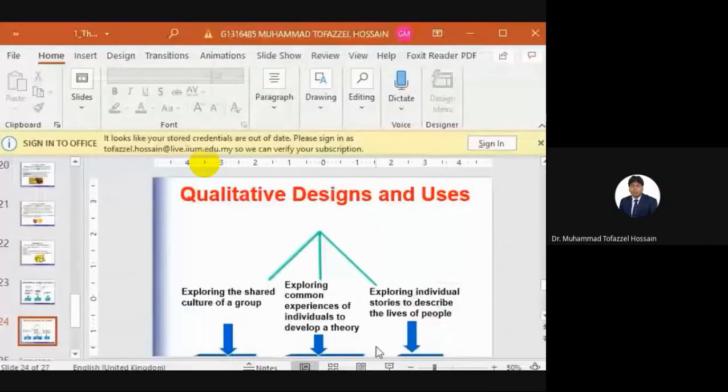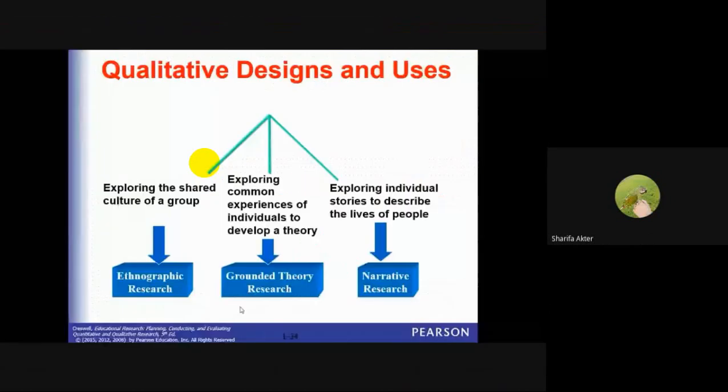Hello. Hello. Can you hear? Yes, sir. Okay, so are you getting the points? Yes, sir. Ethnographic group means a particular group. All of you are enjoying understanding this? Yes, sir. Do you find it difficult to understand? No, sir. Now it's easy, because ethnographic research means a particular group.